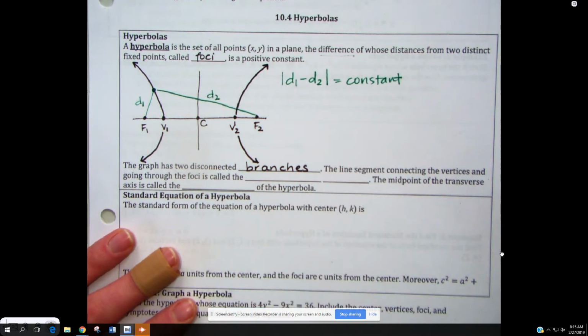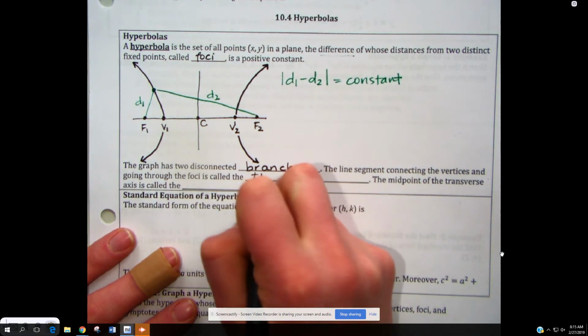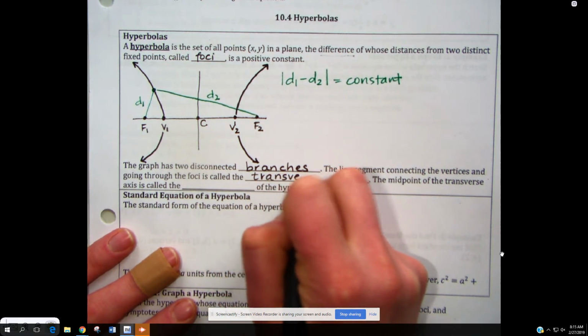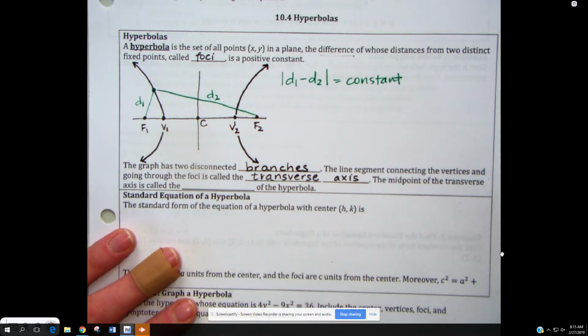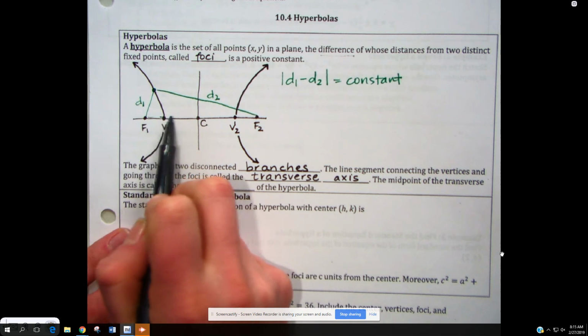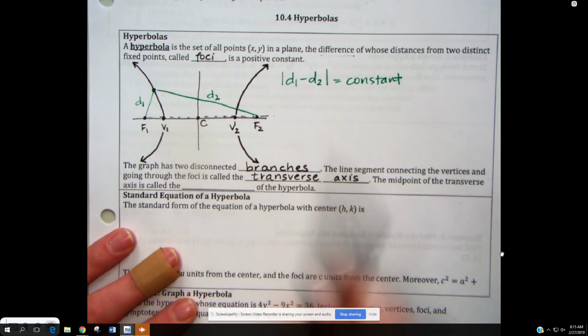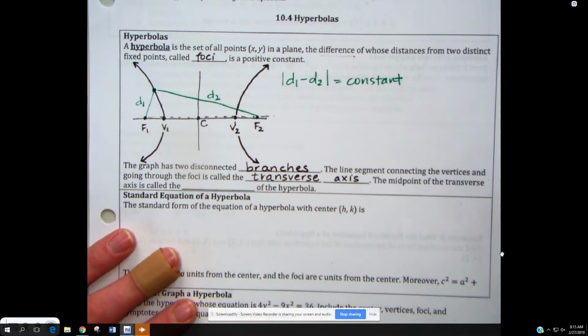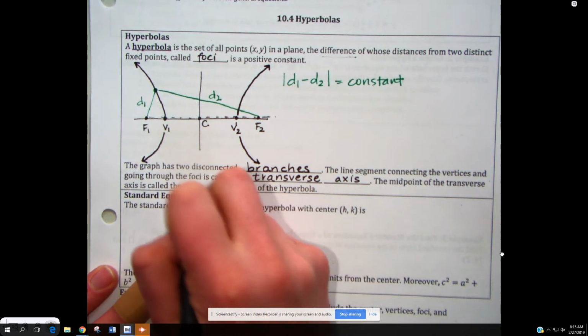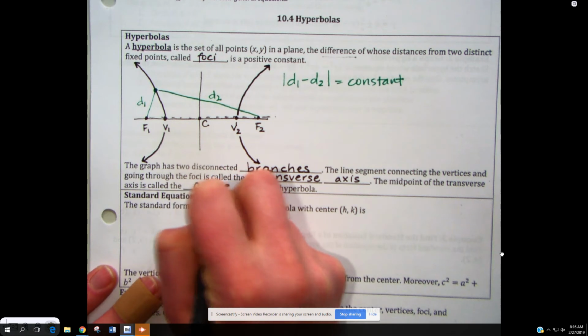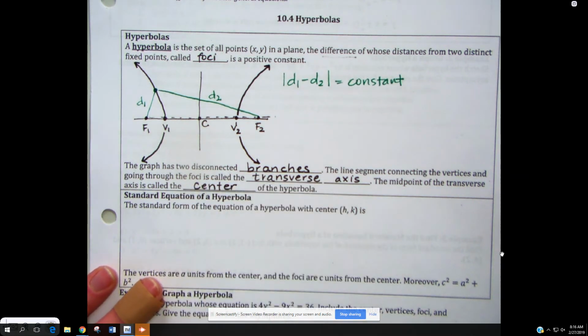And the line segment that connects the vertices going through the foci is what we call the transverse axis. So imagine that there was an imaginary line here. It's your line of symmetry between focus to focus, up to down in this picture. And the midpoint of your transverse axis is called the center. So that's our general picture.